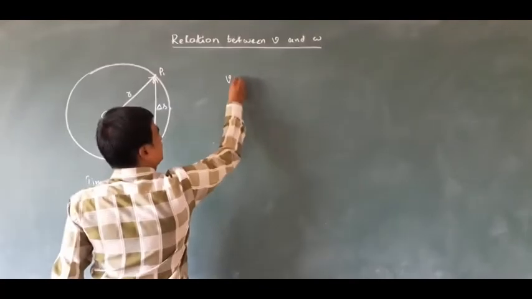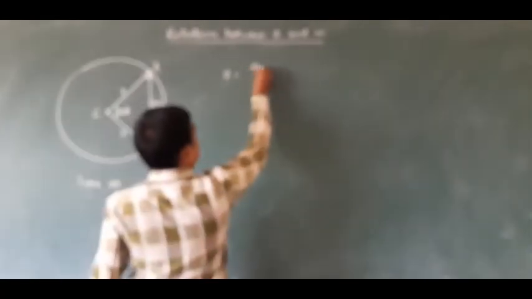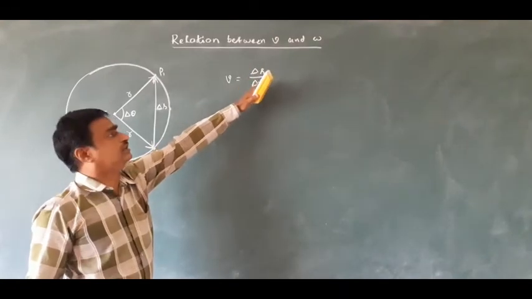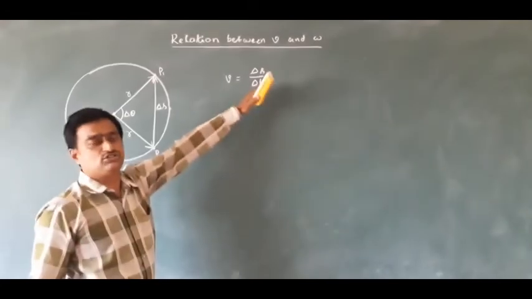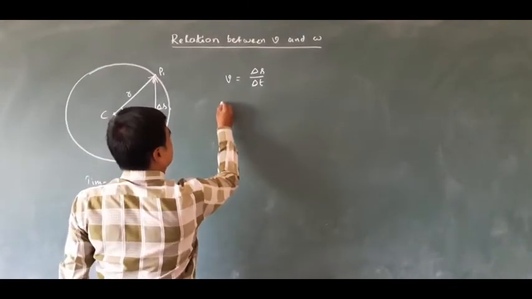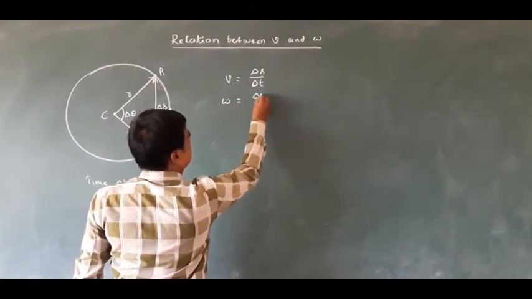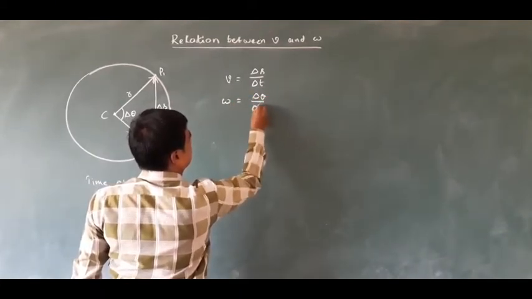Now, we know the velocity. It is defined as linear velocity, delta S by delta T, the change of displacement with respect to change of time. And similarly, we define angular velocity omega as delta theta divided by delta T.